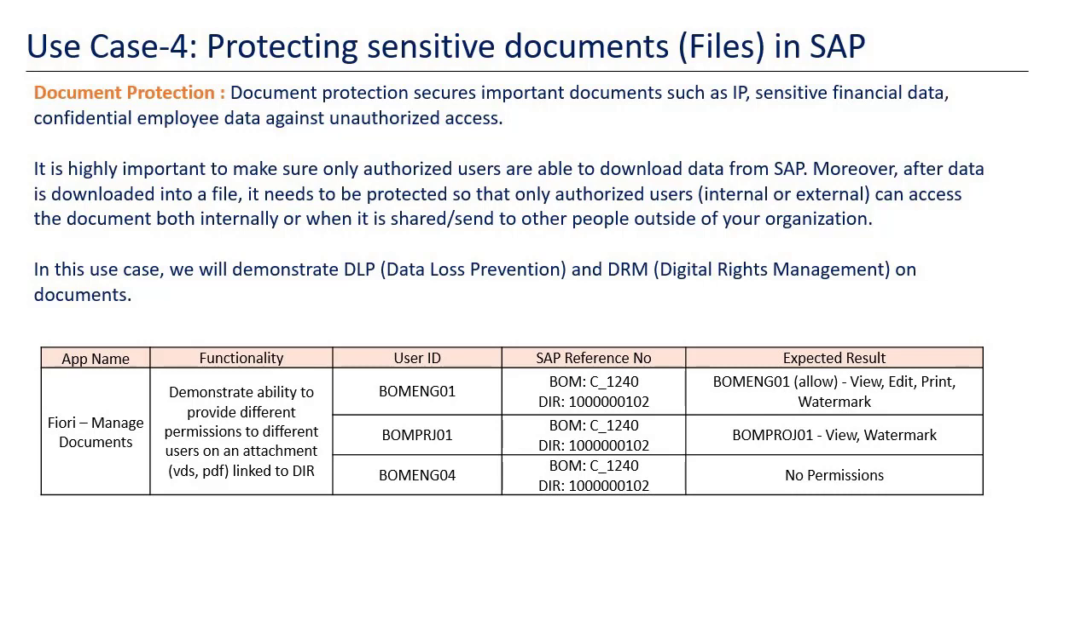So, we will use 3 different users: BOM Engineer 1, BOM Engineer 4, and BOM Project 1. BOM Engineer 1 will be downloading the file with protection, so we will see that he has all permissions on the document. Engineer 4 will not have any permissions on the document, and BOM Project 1 can view the document, print the document, but he is not allowed to edit the document. So let's go ahead and look at this in the system.